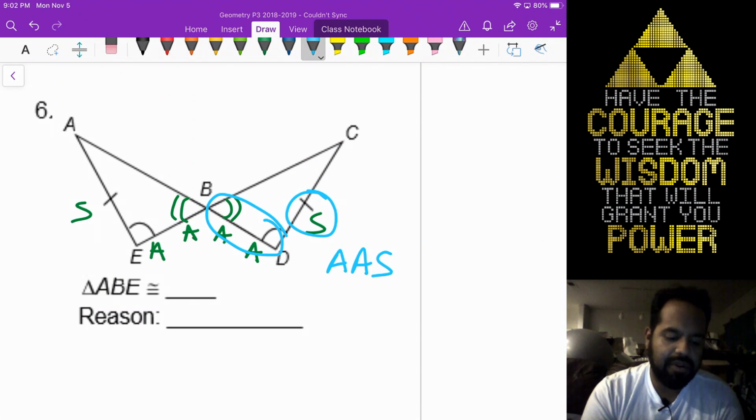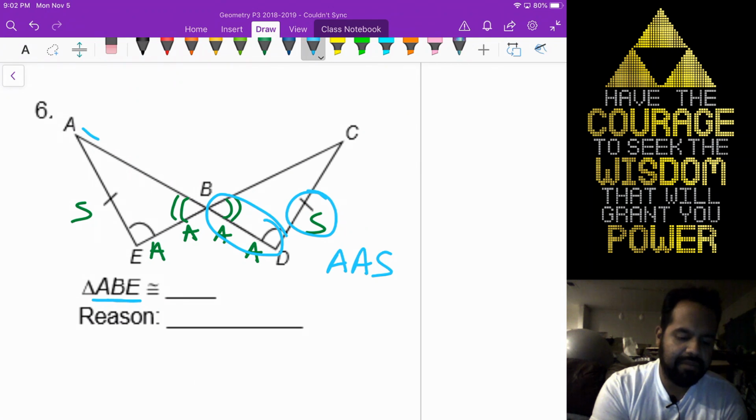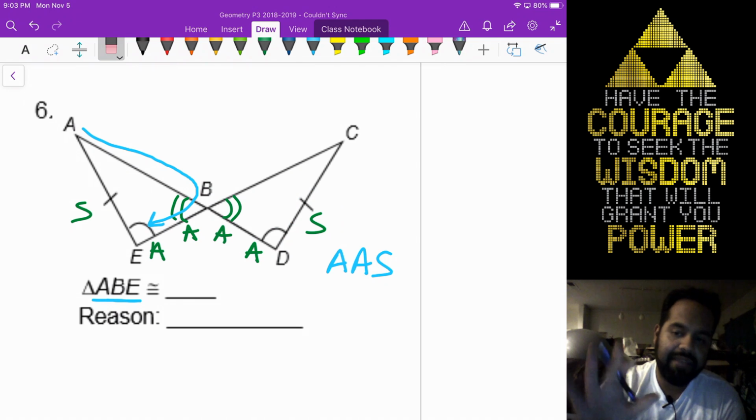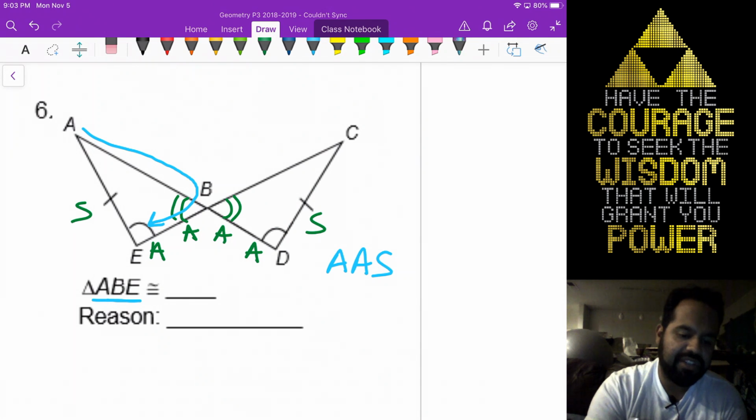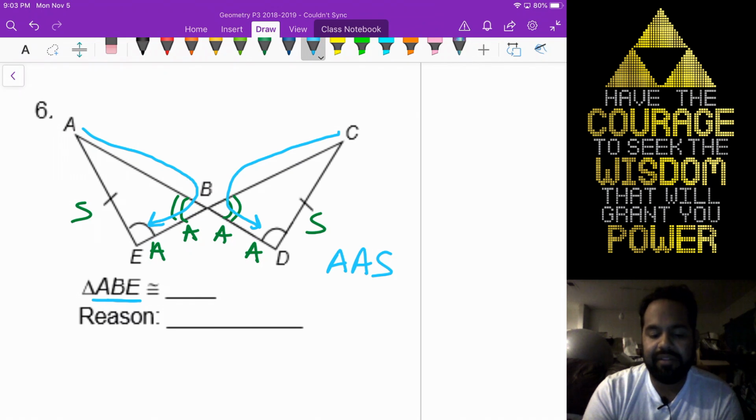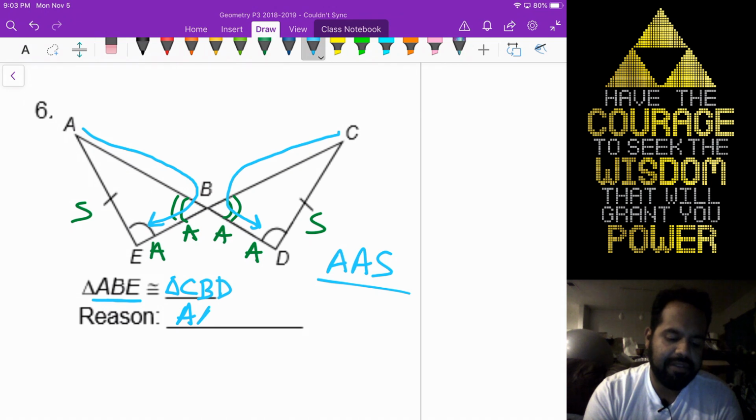Now, if we look at the order of our letters, A, B, E, I'm going from no angle marking to a double marking to a single marking. So with that regard, I've got to go in the same direction. So I start with no angle marking, double angle marking, single angle marking. And please don't forget the triangle symbol. Free point right there. Triangle C, B, D. And why is that? The angle angle side.